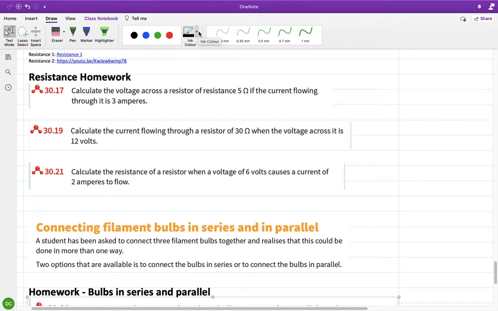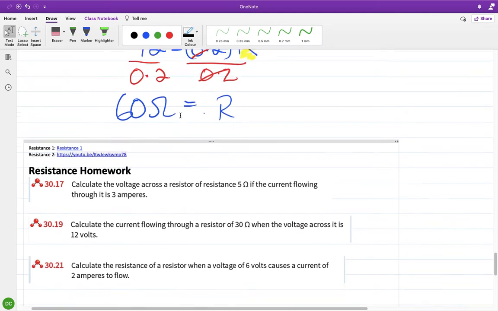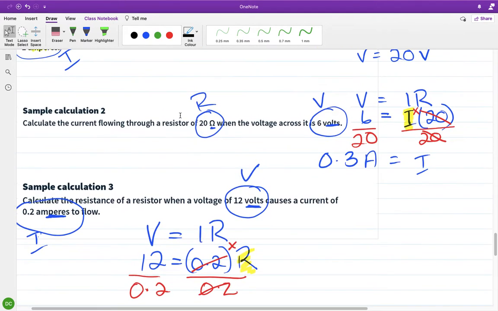Okay, so on Monday, we had previously done voltage and current. And then we talked about how voltage and current are related to each other. Remember, we talked about the word proportional, and that brought us on to resistance. In order for current and voltage to be proportional to each other, resistance must not change.